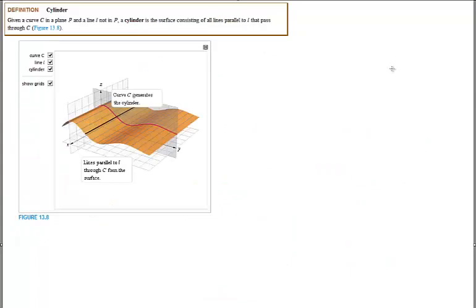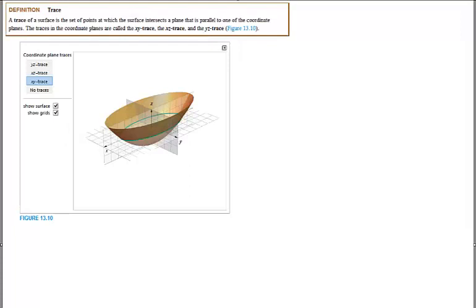We're going to define cylinder to be something other than what we're used to. Cylinder in this case is the surface of all of the lines that go through this curve C. Now curve C is the red line, and all of those lines that go through C, and they're all parallel and passing through C, are going to make up this surface, and we're going to call that our cylinder.